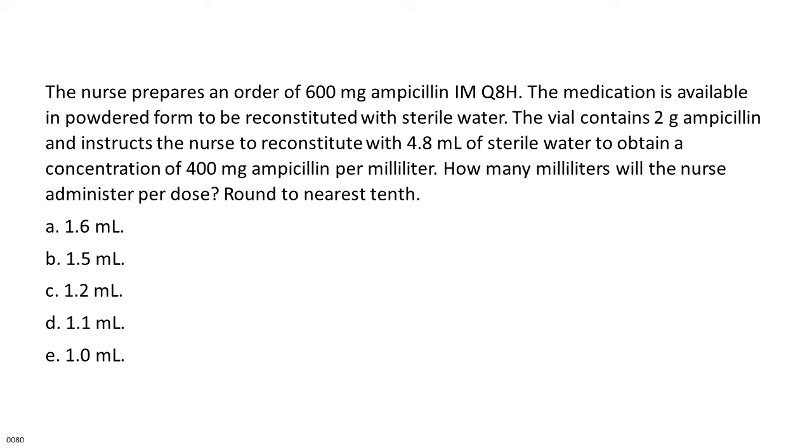The nurse prepares an order of 600 milligrams ampicillin IM 8th hourly. The medication is available in powdered form to be reconstituted with sterile water. The vial contains 2 grams ampicillin and instructs the nurse to reconstitute with 4.8 milliliters of sterile water to obtain a concentration of 400 milligrams ampicillin per milliliter. How many milliliters will the nurse administer per dose? Round to nearest tenth. A. 1.6 milliliters. B. 1.5 milliliters. C. 1.2 milliliters. D. 1.1 milliliters. E. 1.0 milliliters.